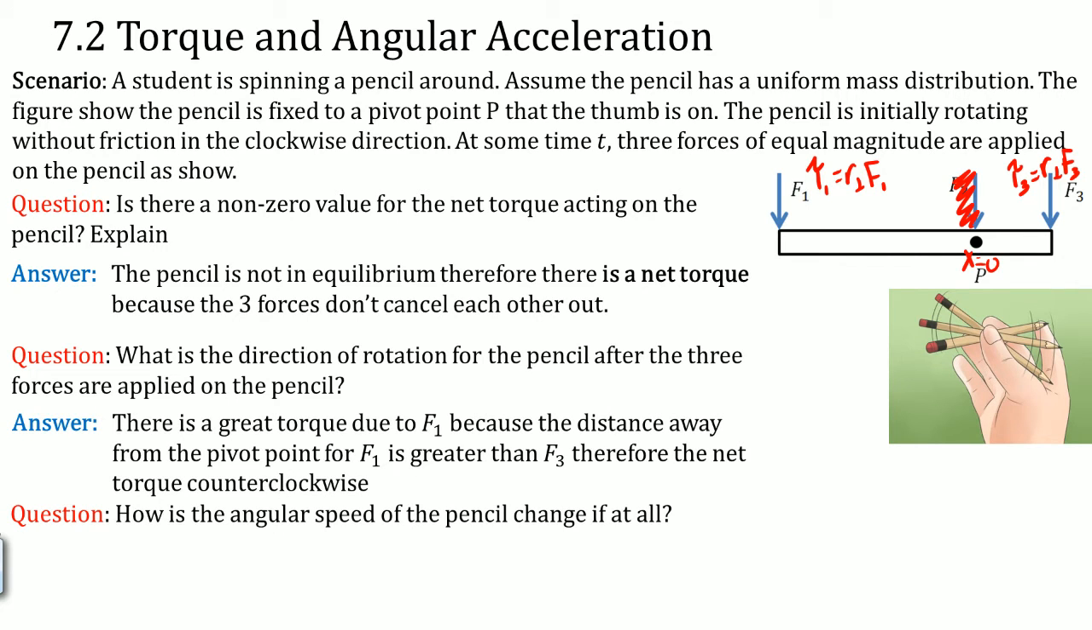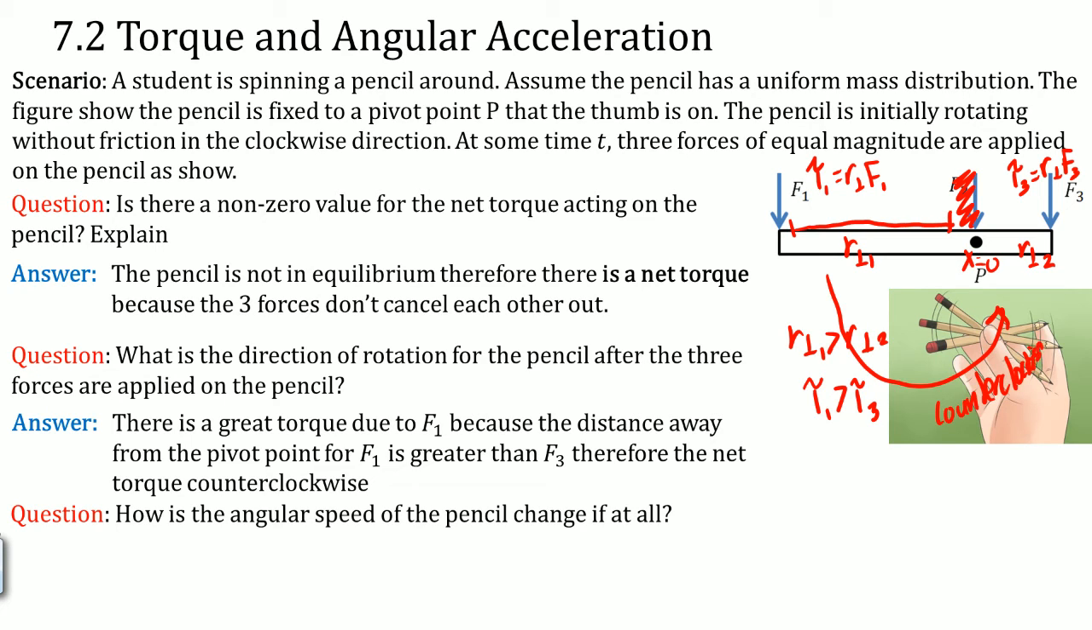The answer. There's going to be a greater torque for F1 because the distance away is greater. So r perpendicular 1 is going to be greater than r perpendicular 3. Since the radius is bigger and the forces are the same, the torque for 1 is going to be greater than the torque for 3. Therefore, there is a net torque in the counterclockwise. How do I get it? Because F1 is going to swing the object this way, and that is going to be your counterclockwise.